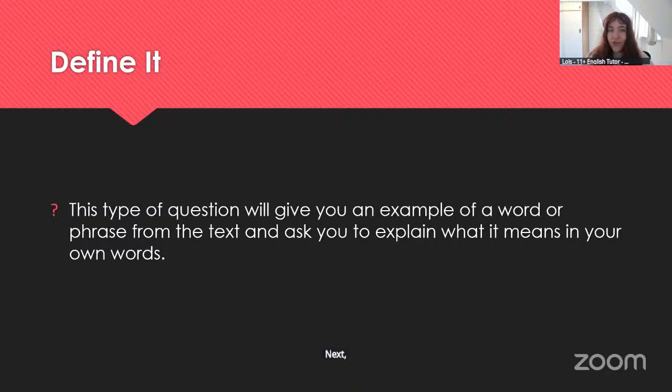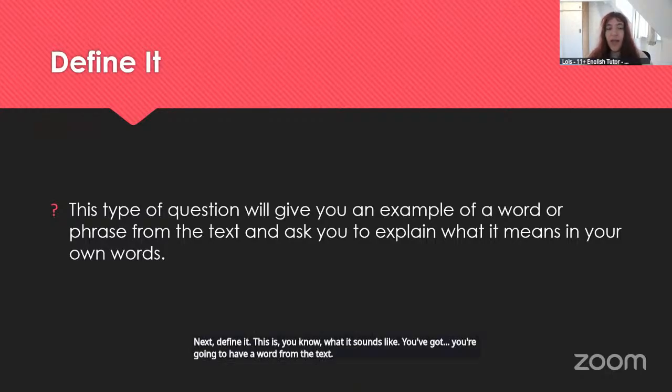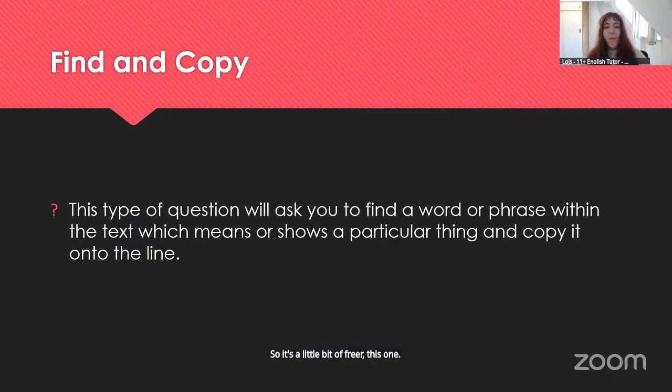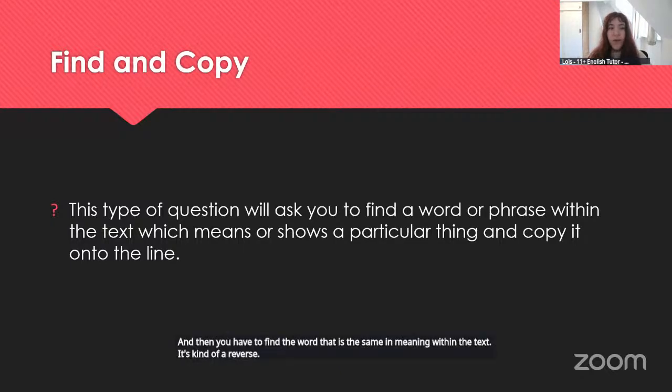Next, define it. This is what it sounds like. You're going to have a word from the text, and you just need to explain it in your own words. Rather than giving a synonym, a closest meaning word, you've got to just explain it. So it's a little bit freer, this one. Find and copy is pretty straightforward as well. For this one, what they usually do is they give you a word that's not in the text, and then you have to find the word that is the same in meaning within the text. So it's kind of a reverse.